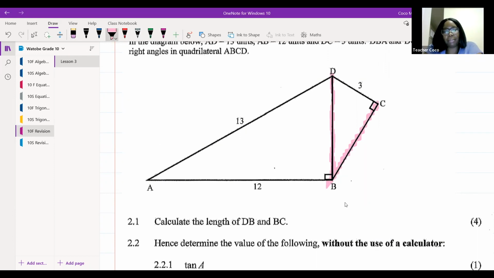Anybody? Somebody? Yes, that's it, Deborah. Deborah, you've got the right idea. Good. You guys will notice that they haven't given us a single angle. Not a single one. But we do have right-angled triangles.